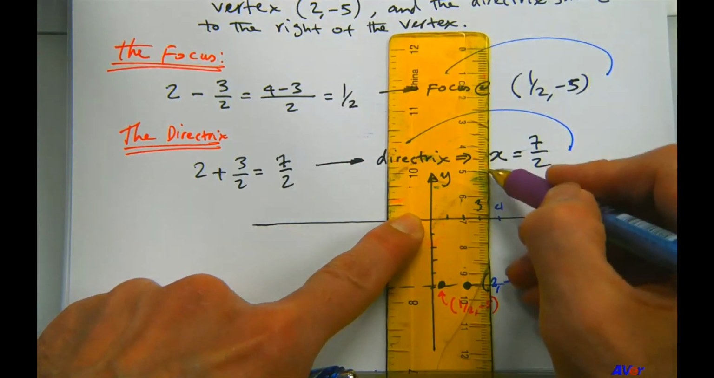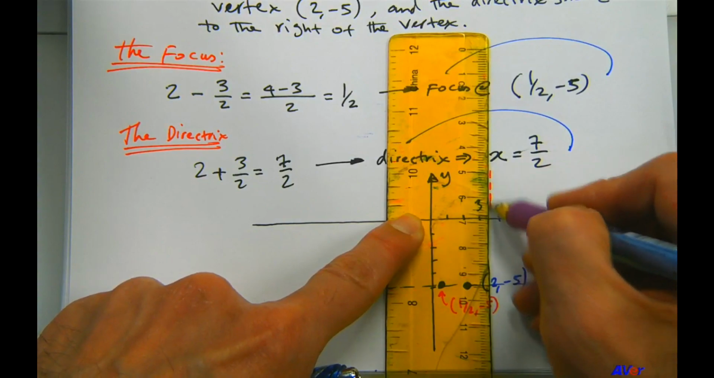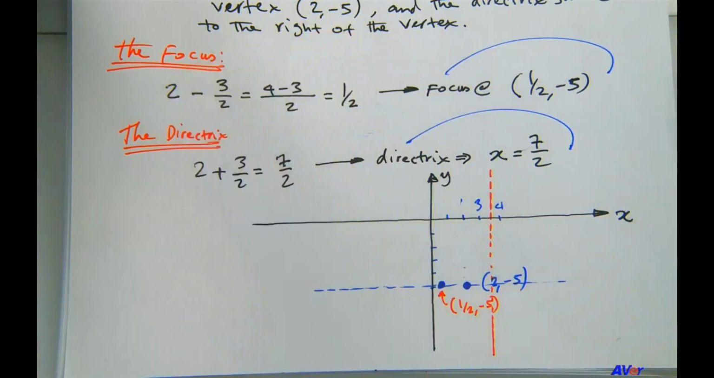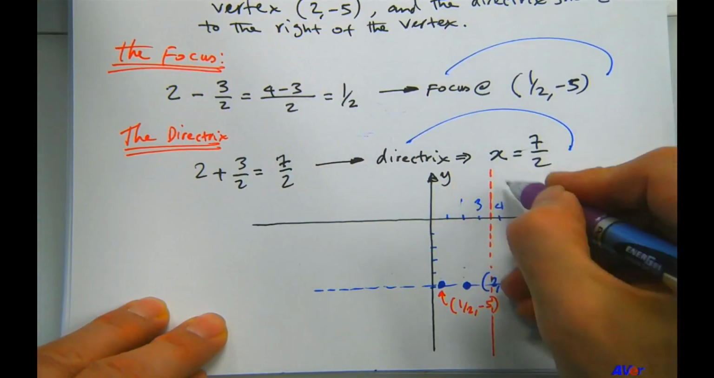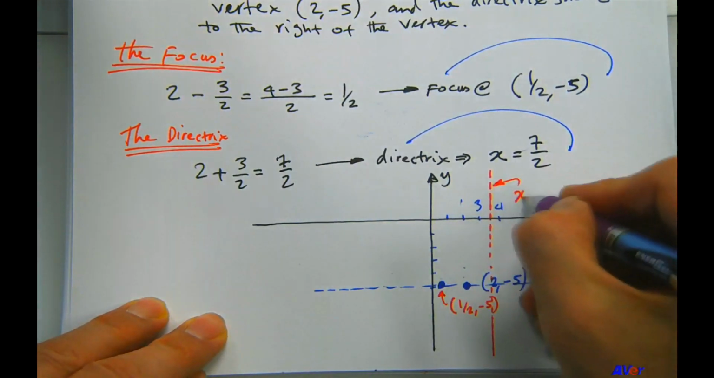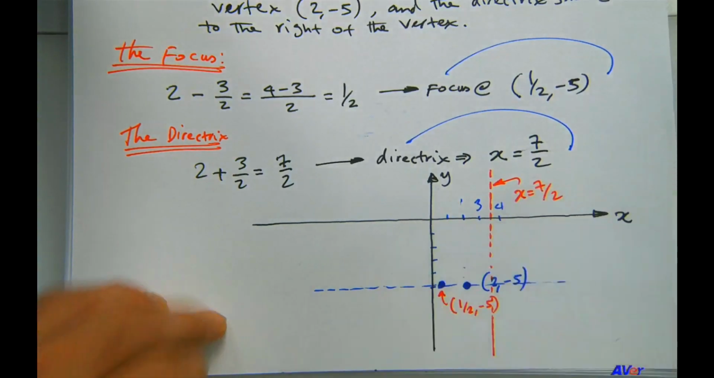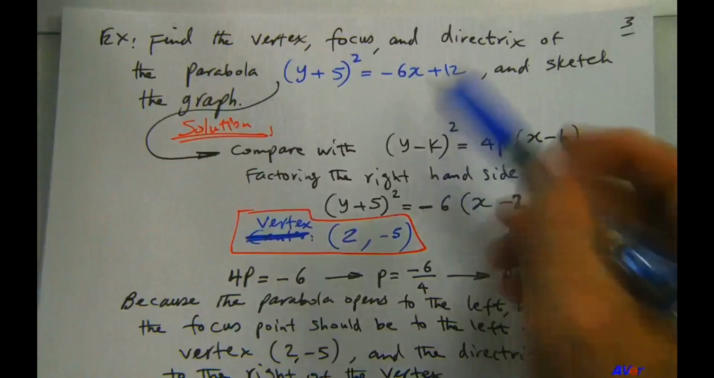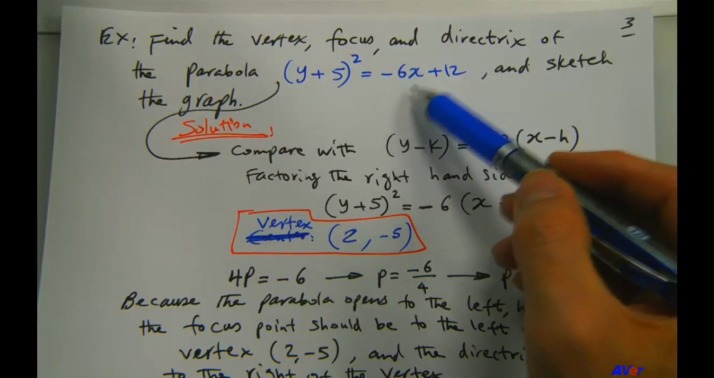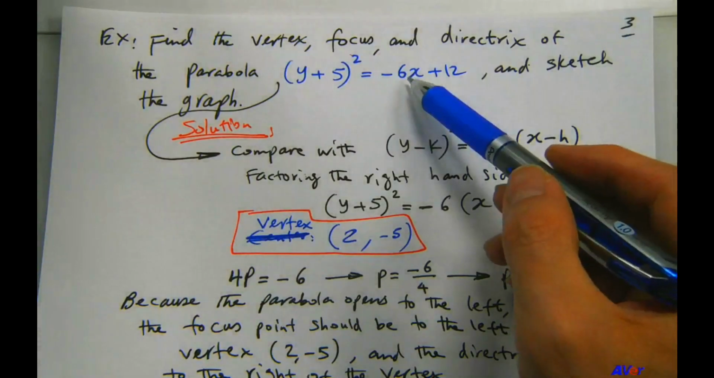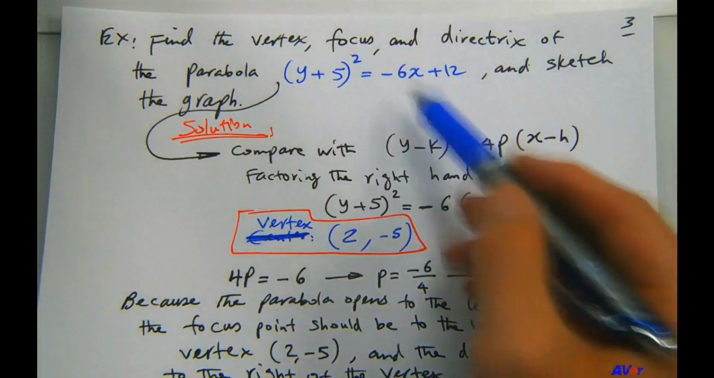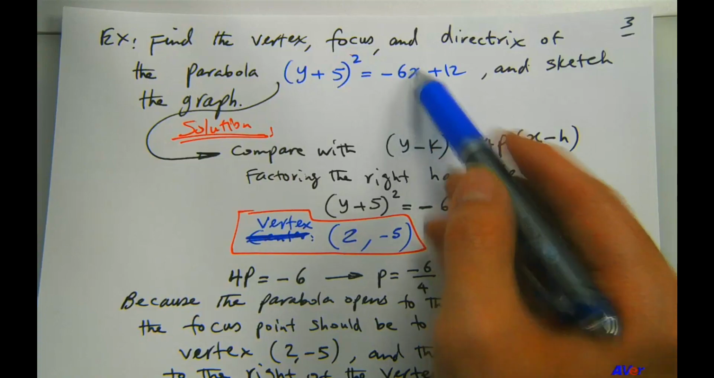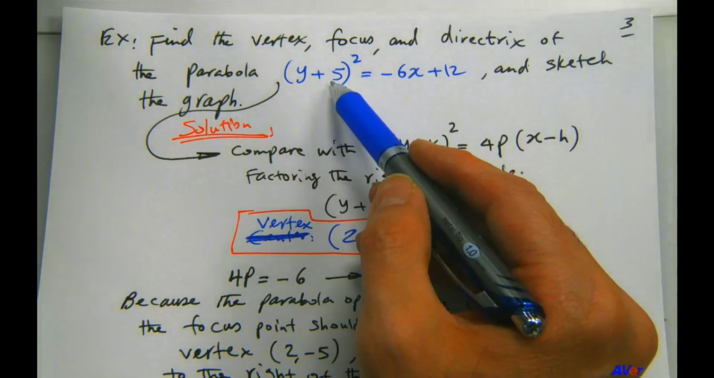So I will draw this with red ink, like that. And let me say that that is x equals 7/2, or the directrix. Okay, so we can get an idea of where along the x and y axis this parabola will intersect those axes. So if we substitute for x with 0, we get y plus 5 squared.